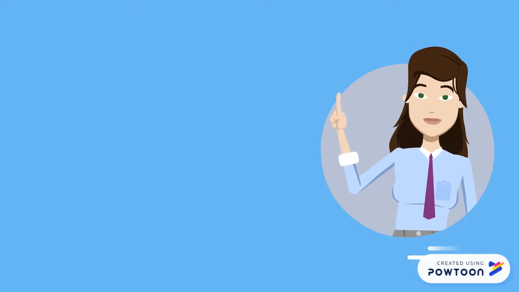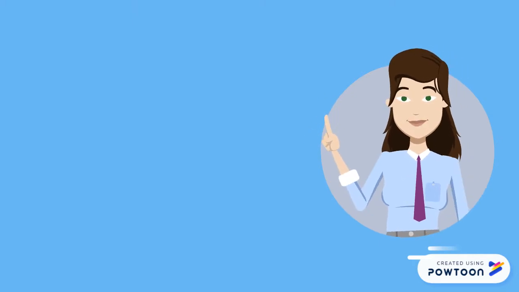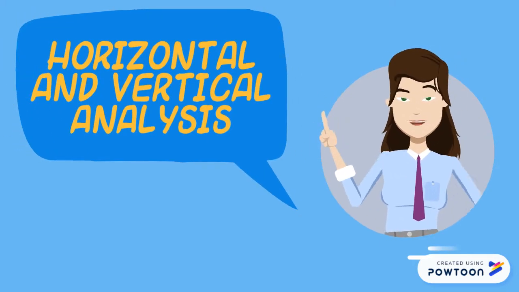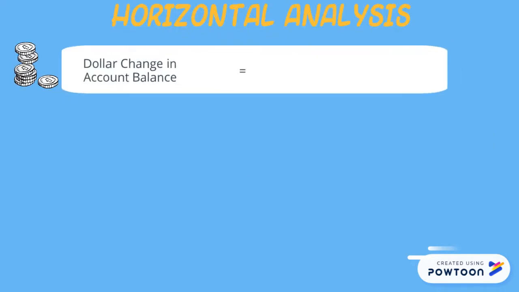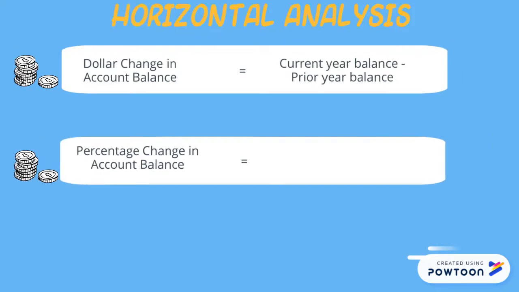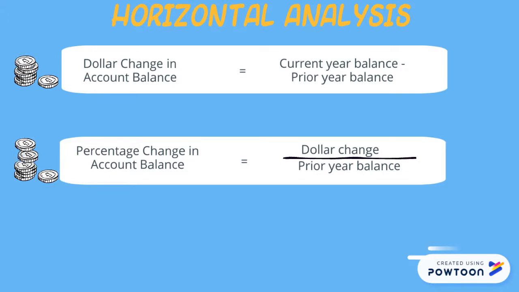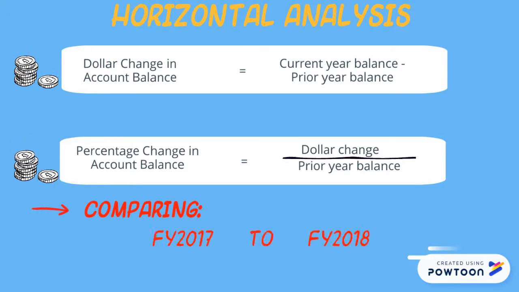When analysing accounts receivable, the first steps to start with are horizontal and vertical analysis. Horizontal analysis shows the percentage change in account balance by dividing the dollar change by the previous year balance. This is useful in comparing across different accounting periods.